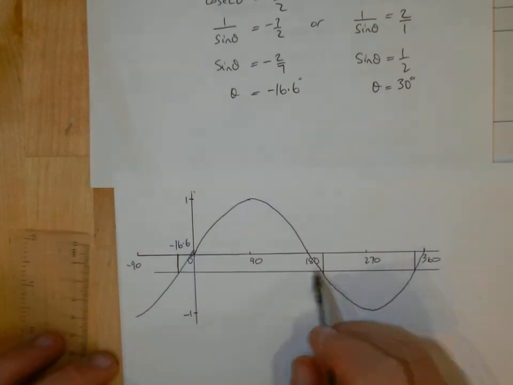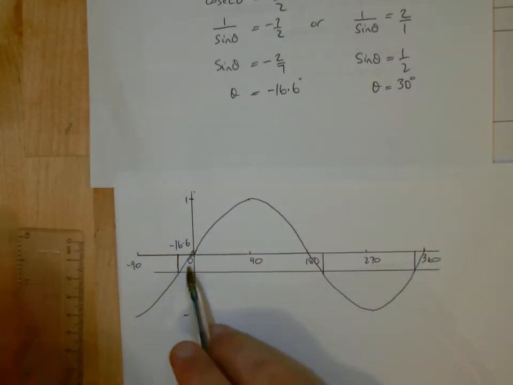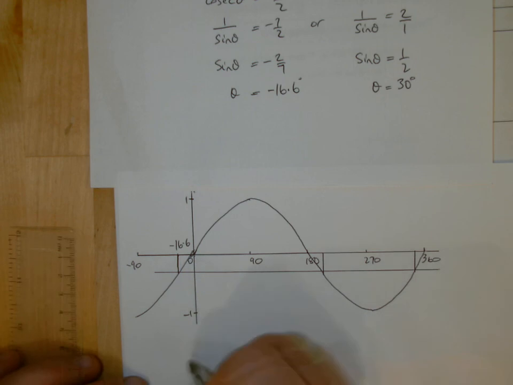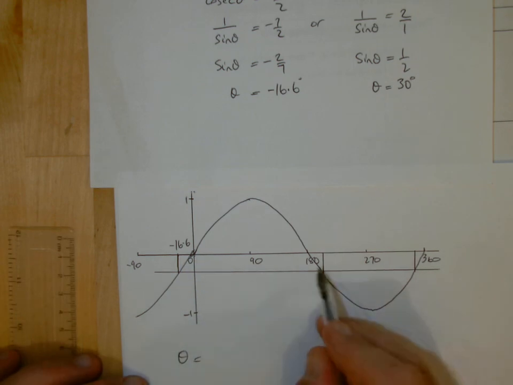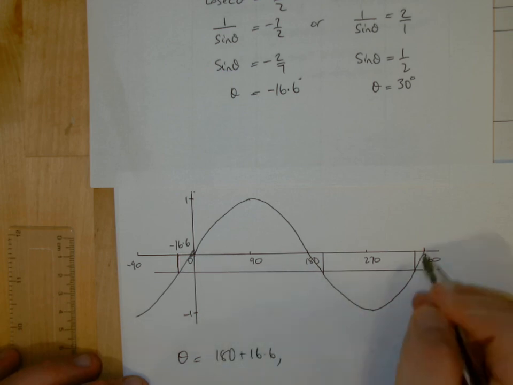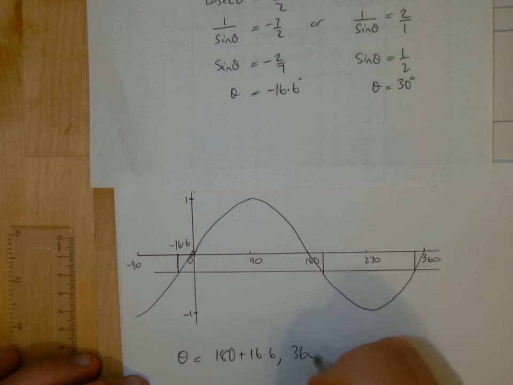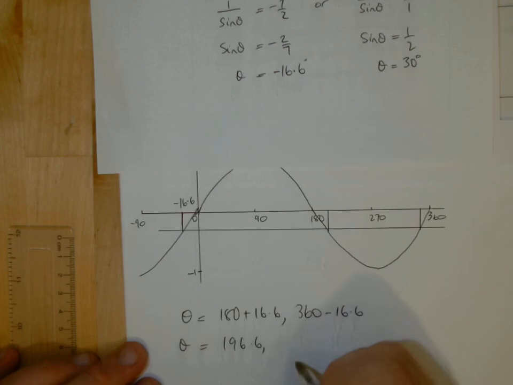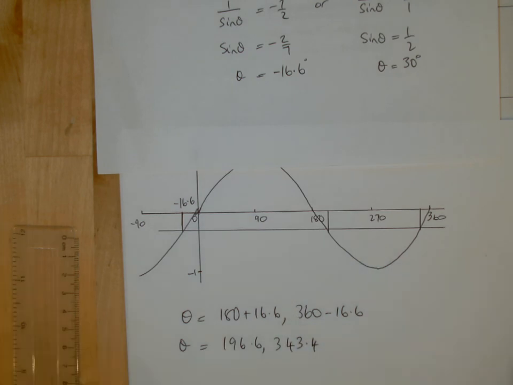And that just enables us to see the other results. Now, minus 16.6 is no good for us because it's outside the range, but we can get the other results. By symmetry, that'll be this way from 180, so 180 plus 16.6, and then this way back from 360. So we get 196.6 and 343.4.